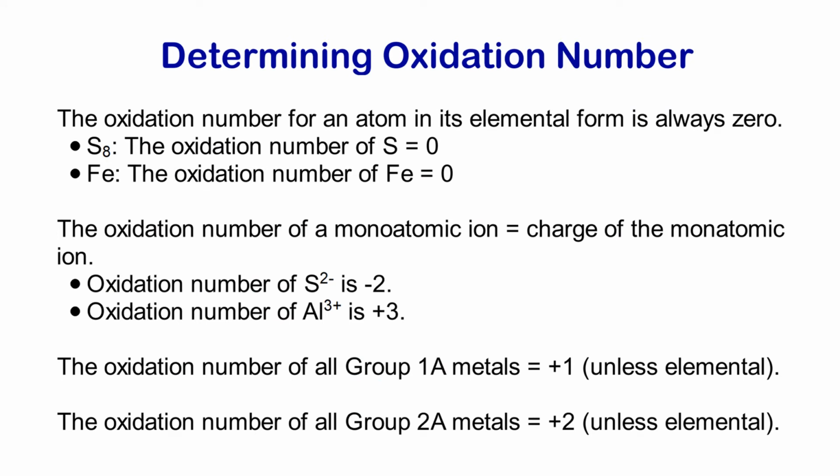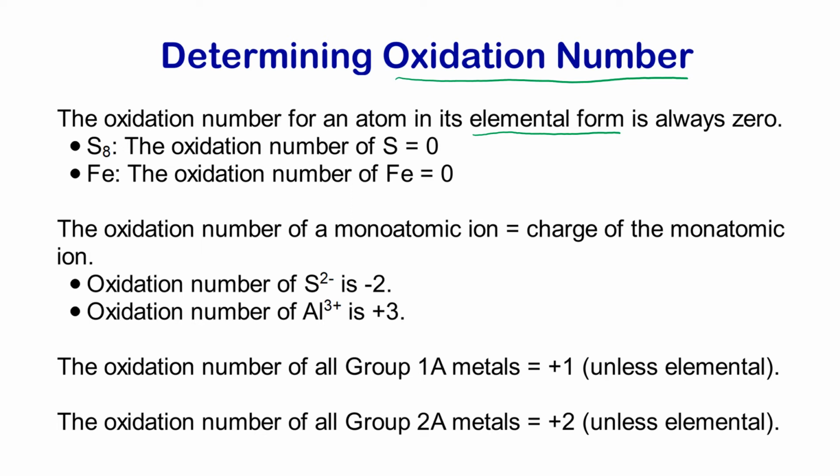So not only can we predict what's happening in a redox reaction, but we can also determine what is called the oxidation number of different elements. And those elements could be by themselves, what we call the elemental form, or they could be part of a formula. So let's take a look at some common oxidation numbers here.